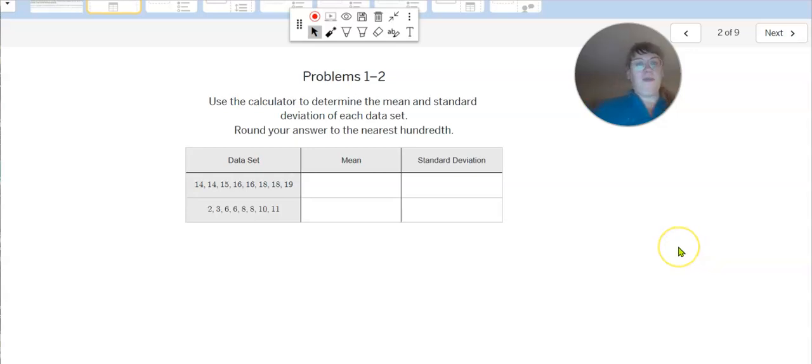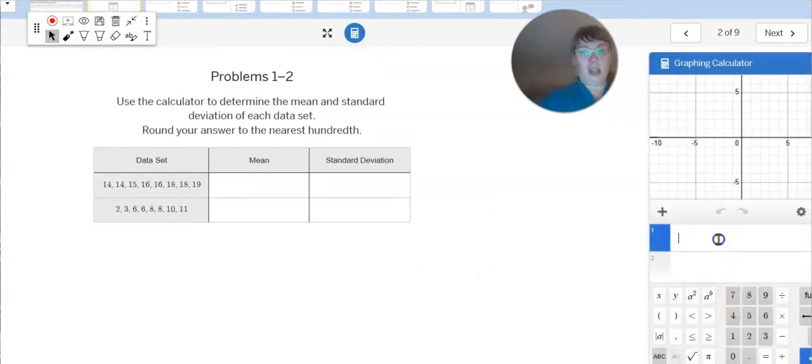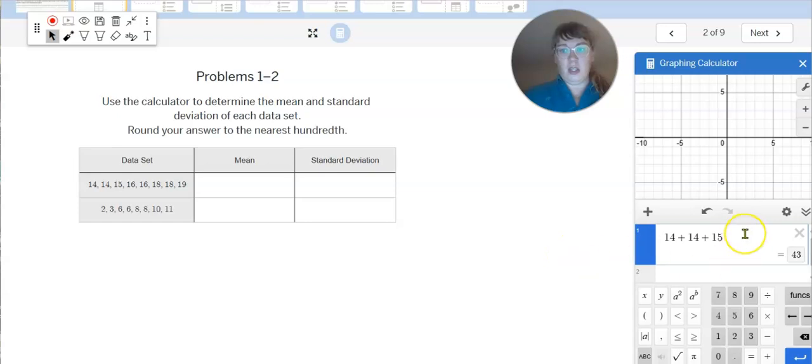Push ahead to slide 2. It wants us to find the mean and the standard deviation of each data set, and we're rounding to the nearest hundredth. So I'm going to open up my calculator, and to find the mean of this first data set, I'm going to add it all up. 14 plus 14 plus 15, 2 16s, 2 18s, and a 19. And we get 130.